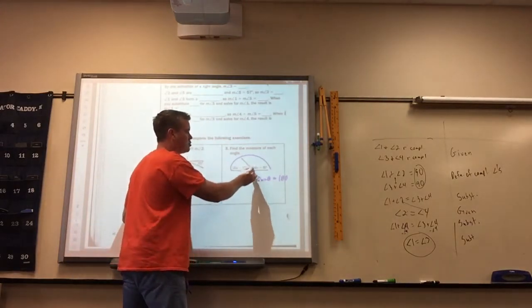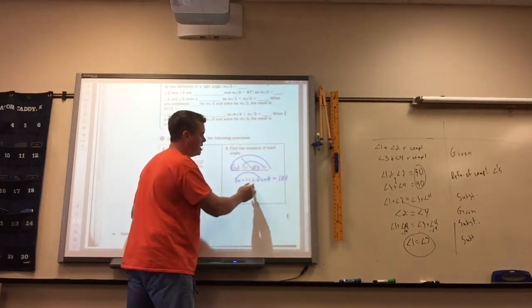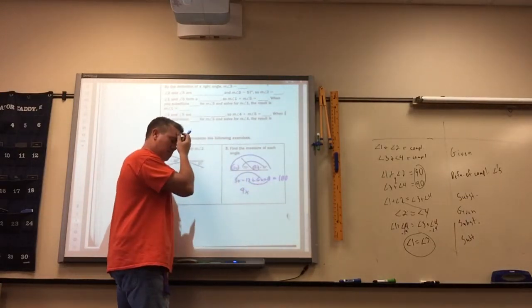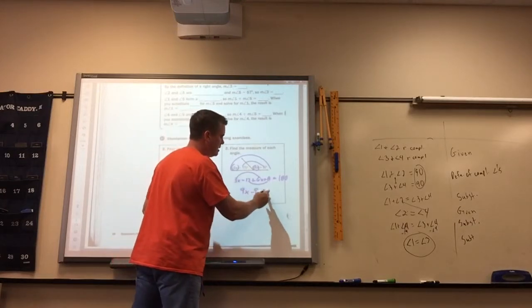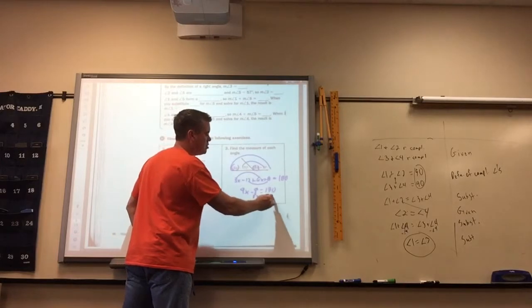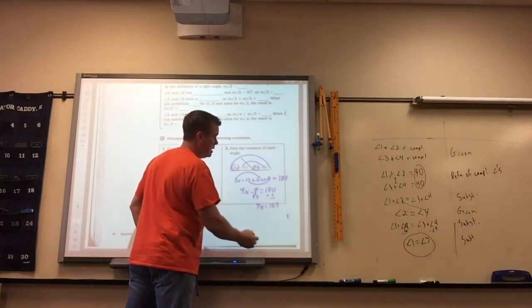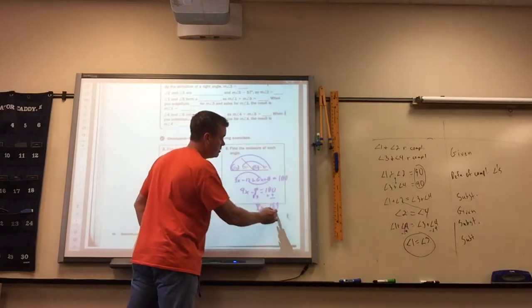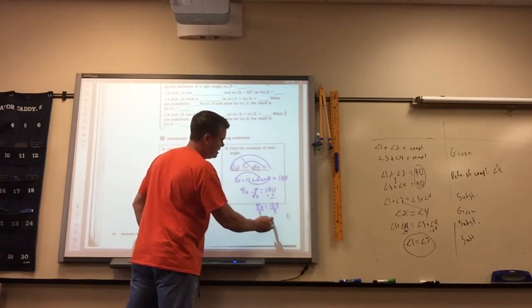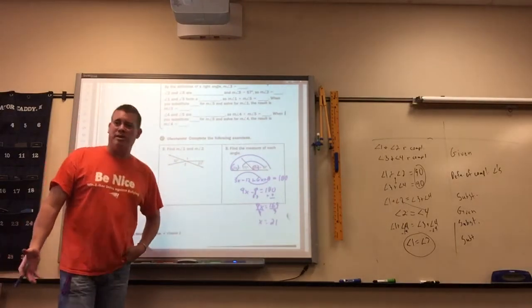3x and 6x, when you combine them, makes 9x. A negative 17 plus 8 is negative 9, equals 180. So add 9, divide by 9, and that is 21. Now, this is again where they try to trick you.